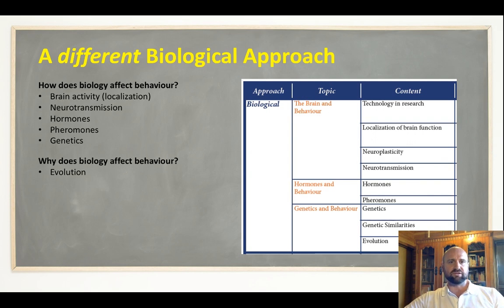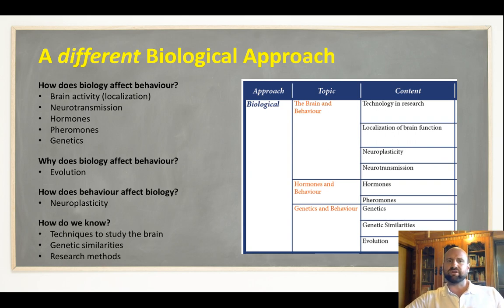If we look at evolution, we're looking at why does biology affect behavior? Biology affects behavior because it helps us to survive. That's essentially the answer to that one. And then we flip it with neuroplasticity: how does our behavior affect our biology? That should really be, how does our behavior affect the brain? And finally, how do we know?